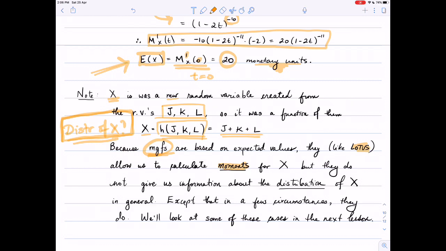And so, in general, moment-generating functions and joint moment-generating functions let us calculate moments pretty easily, but they do not give us information about the distribution of X in general, except that sometimes they do. In a few very specific circumstances, they do. And we're going to look at some of these circumstances in the next lesson.